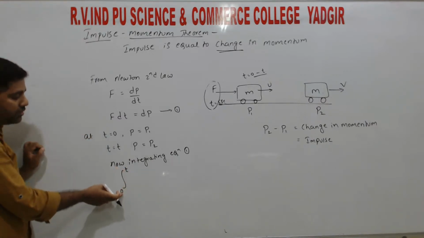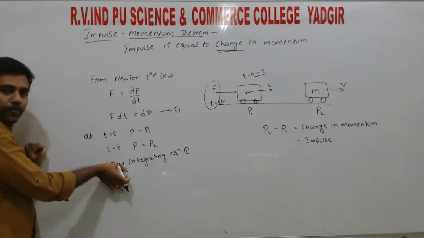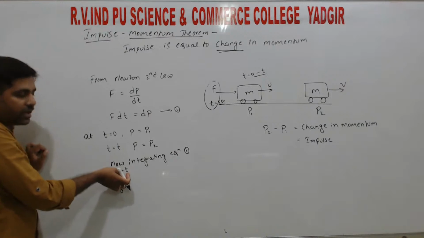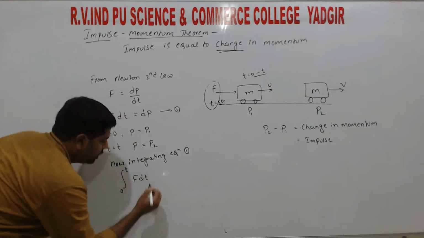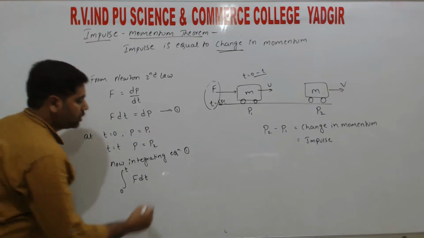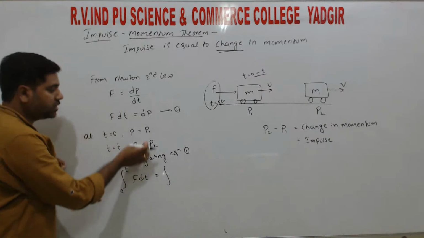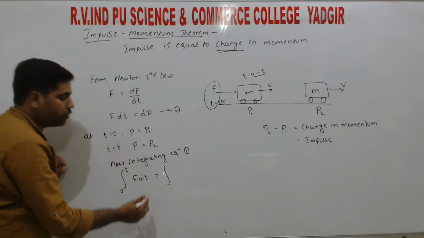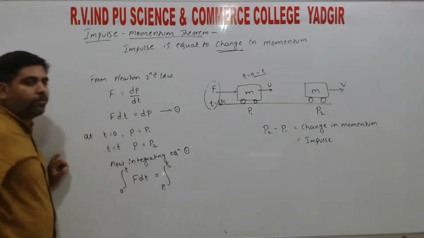So 0 to t is the limit of the time, from 0 to some particular time. We call that one as t, right? So keeping F dt, that is equals to, in the RHS, the moment changes from P1 to P2. So the lower limit becomes P1 and the upper limit becomes P2.